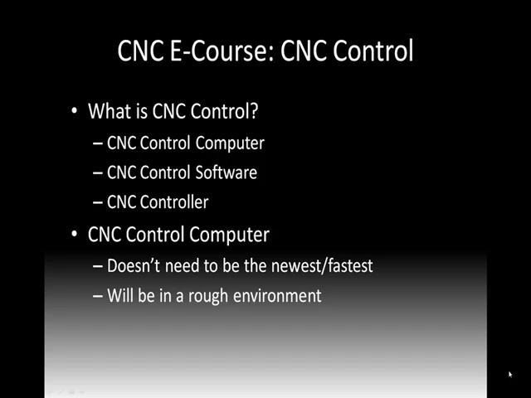So we'll start out with the CNC control computer. You're going to need a computer out there. Now it doesn't need to be the newest, fastest thing. It's really only going to have one program on it, and that's going to be your control software. And that control software is going to walk through that G-code that we made in our last video during the CAM process. And that G-code, it isn't too complex or sophisticated. It's actually pretty simple, so you don't need a lot of brain power in your computer.